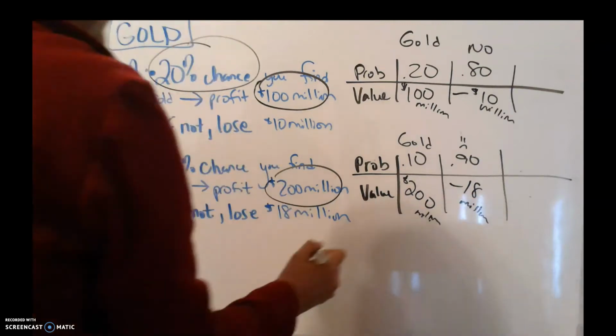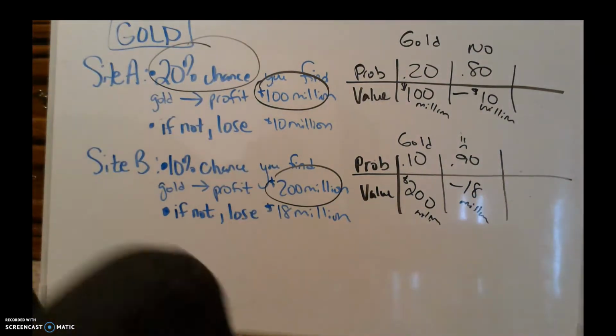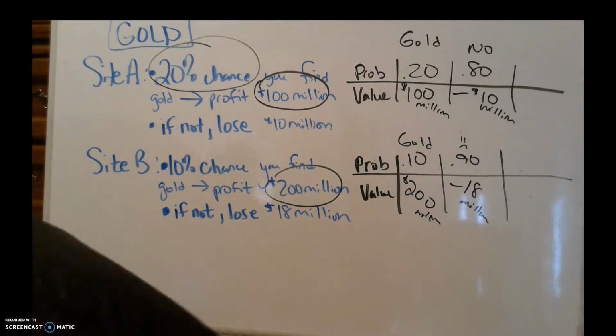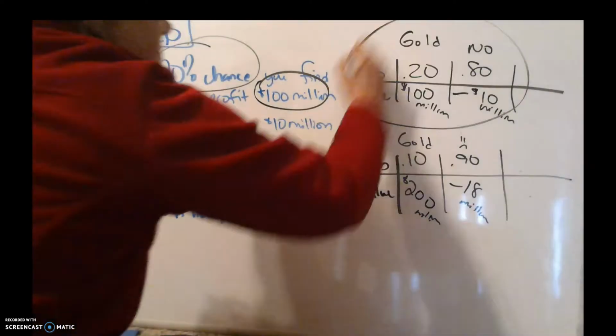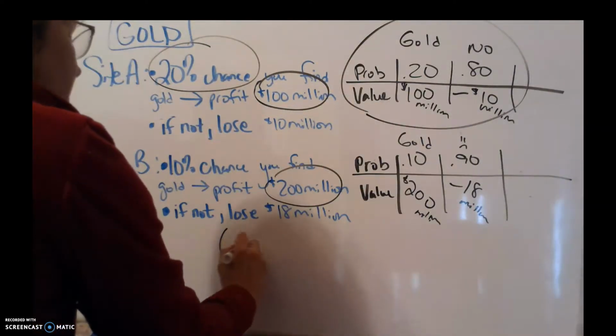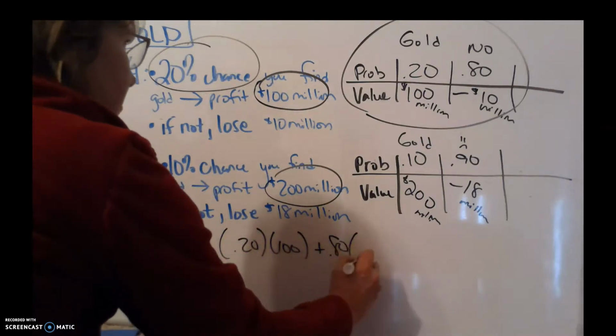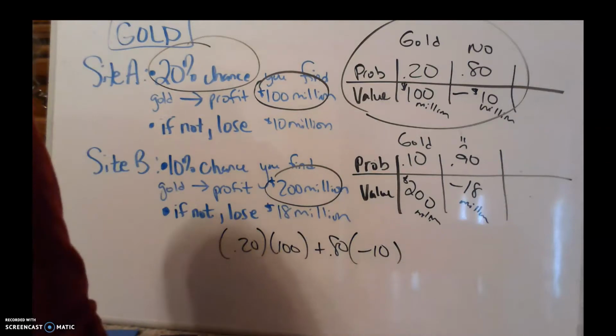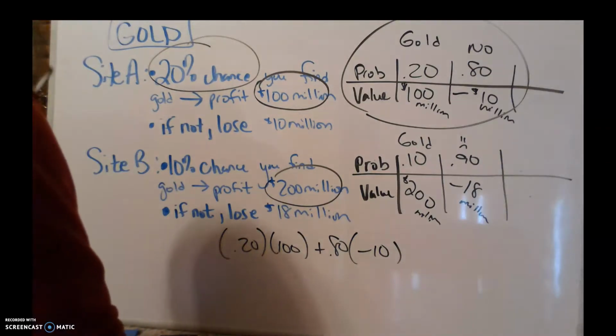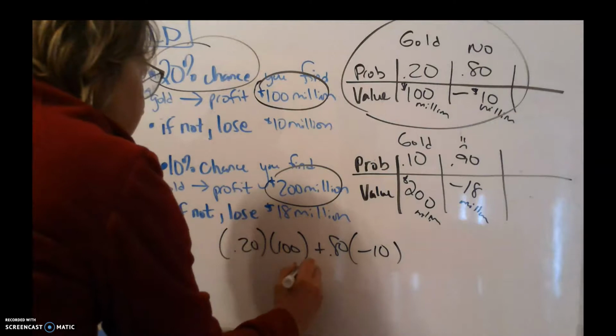All right, so I'll do my formulas for both of these. Let's do the formula for this one. We have probability times value plus probability times value, and again, there should be a negative in there. So I'm going to type this in my calculator: 0.2 times 100 plus 0.8 times negative 10. So this one is 12 million.